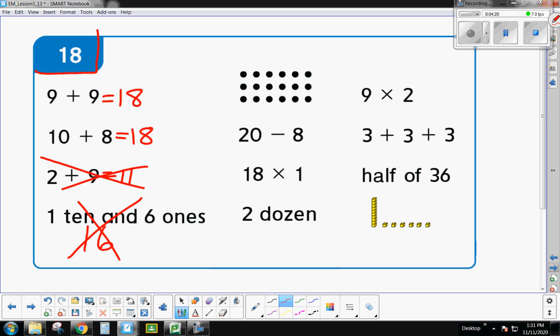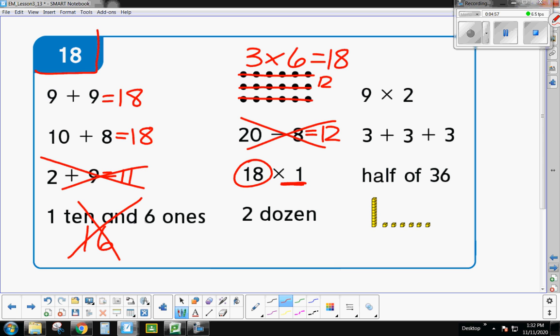All right, let's look at this array. We've got 3 rows with 1, 2, 3, 4, 5, 6 in each row. So I've got 6 plus another 6, which is 12, plus another 6 would be 18. That one's good. All right, how about 20 minus 8? Well, I know that 20 minus 2 is 18, so 20 minus 8 definitely is not 18. 20 minus 8 is 12, so that one does not work. What about 18 times 1? We learned that anytime we multiply by 1, the answer is just the other number or the other factor, so that equals 18.